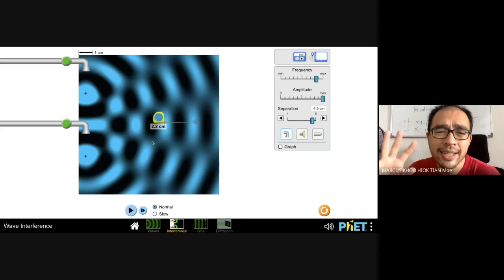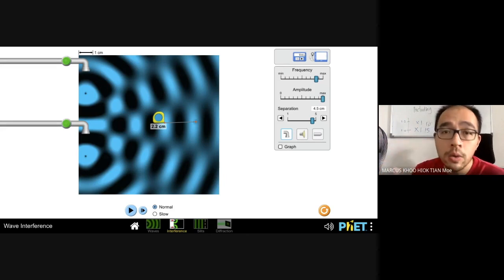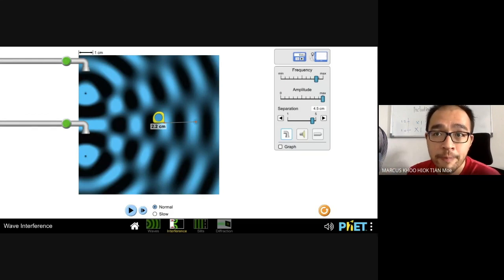Approximately. You can use all this to help you to measure, to see what factors affect the interference of waves. And then we will discuss this on Friday.